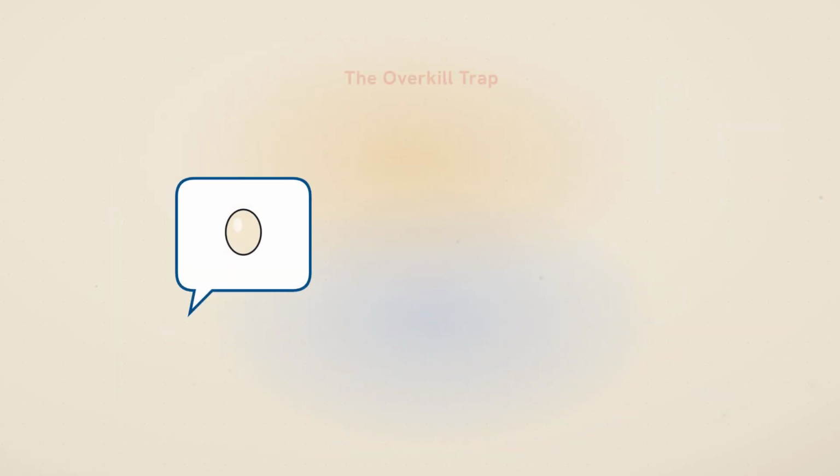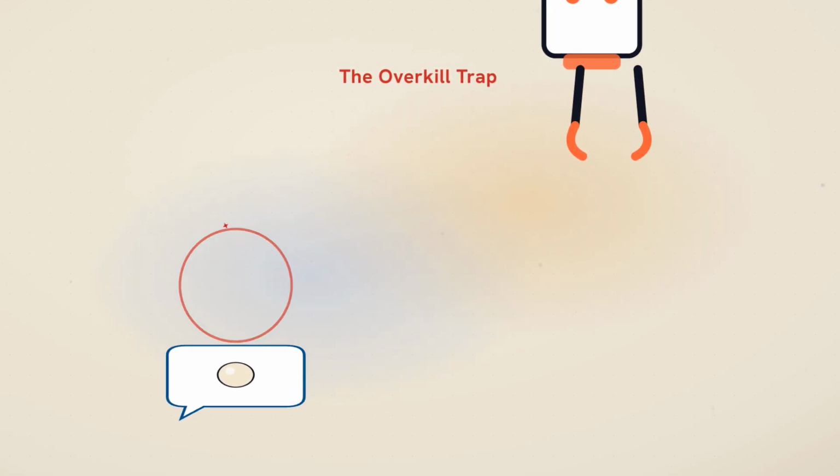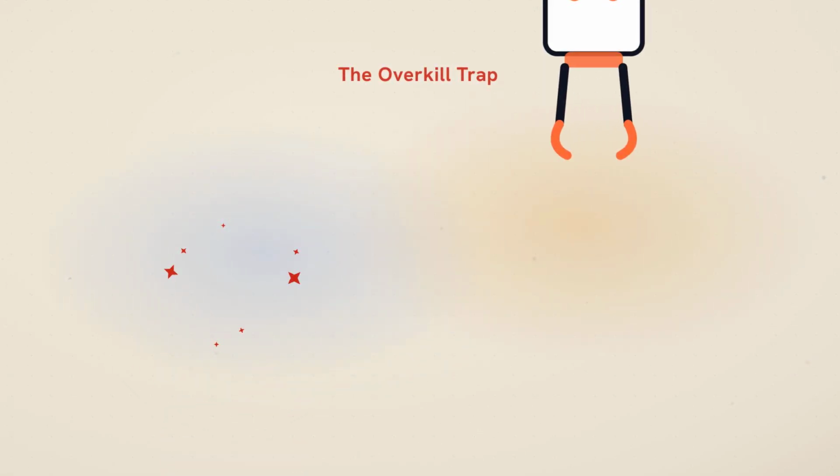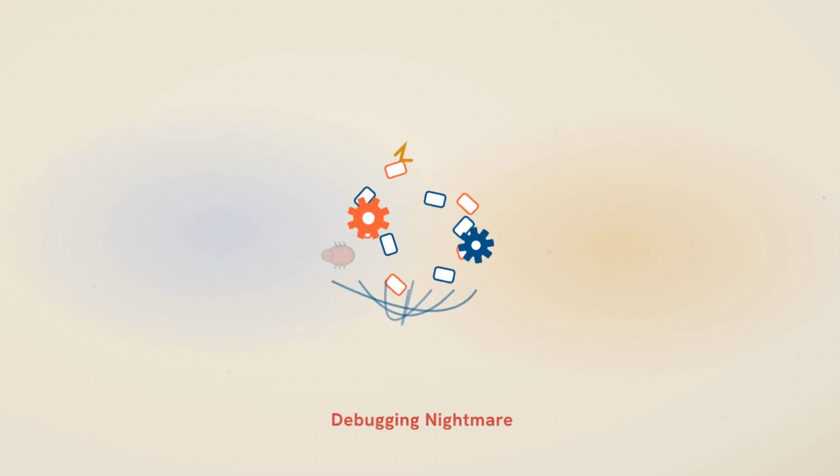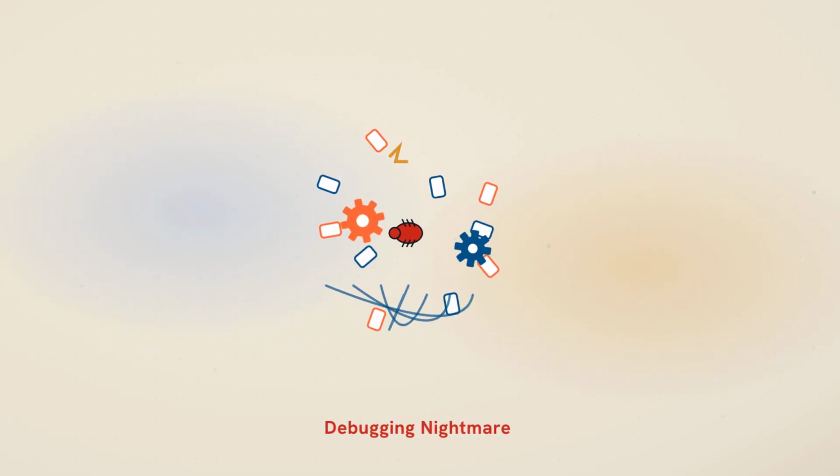But here's the twist. If your app just needs to chat or summarize a document, using LangChain is like using an egg separator to boil an egg. The extra parts just get in the way and make debugging a total nightmare.